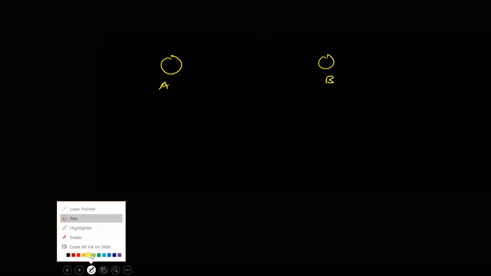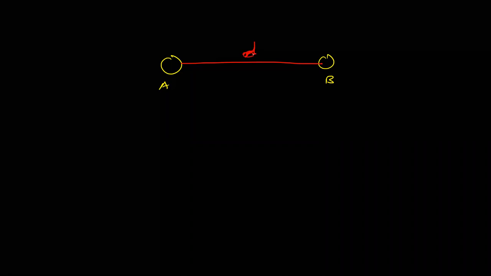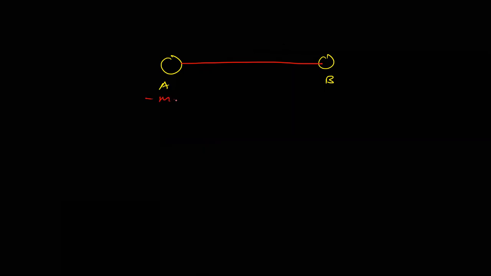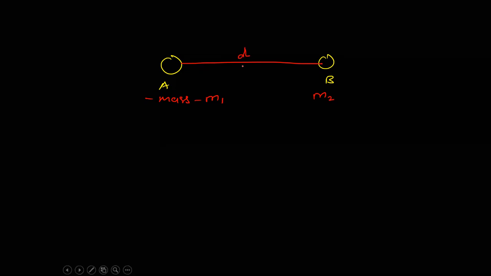Any two objects have some distance between them. I am considering this distance as X, or I can say D, which will be better because it is used in your textbook also. The distance is D. So now you have object A and object B. Every object has its mass, so this object has the mass which I will consider as M1, and this object also has mass, which I will consider as M2. And the distance between these two objects is D.